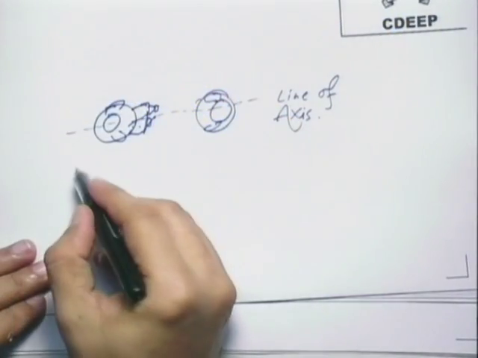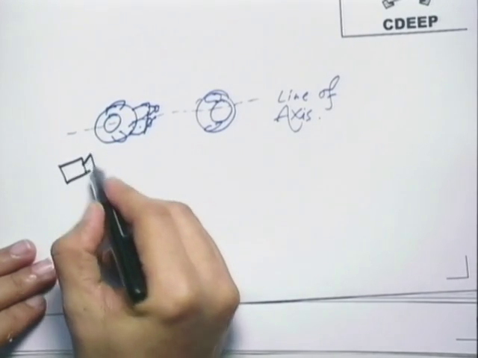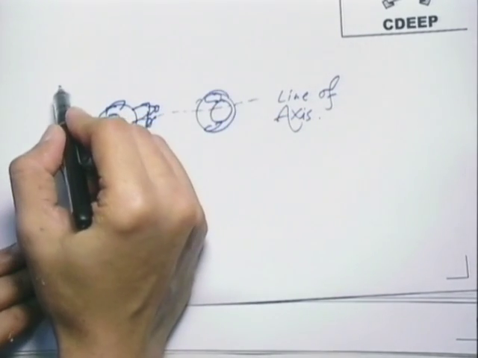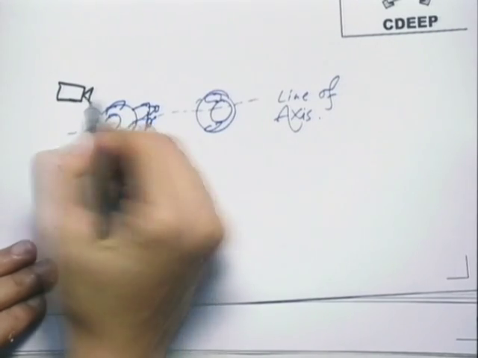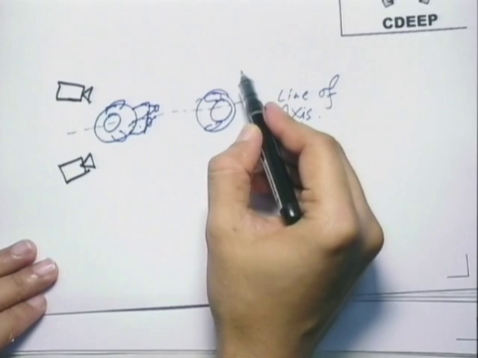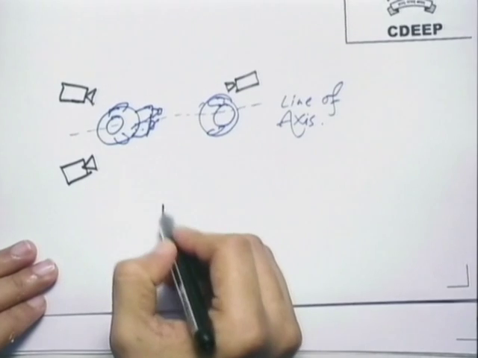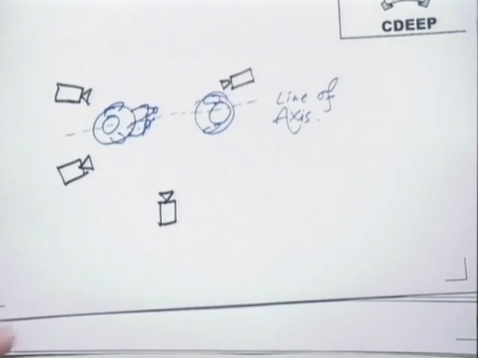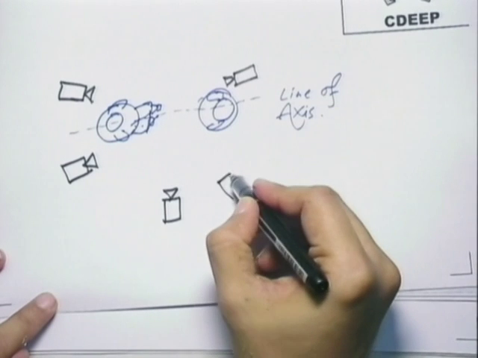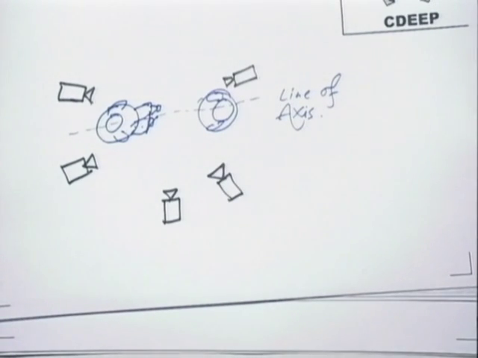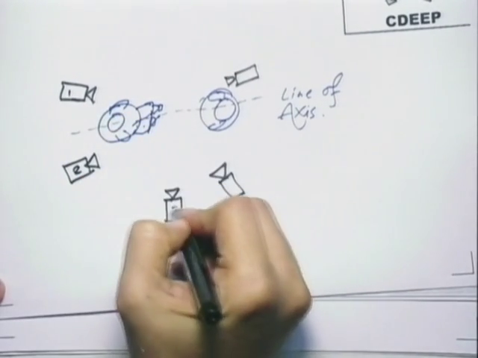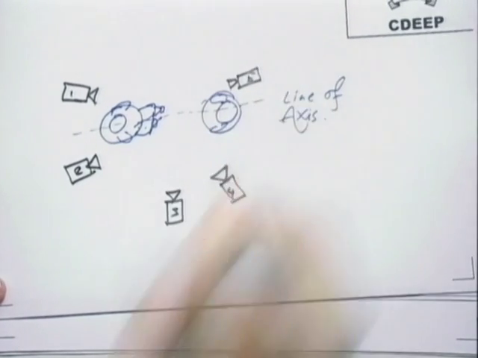This axis line is very important. Suppose for example we have a camera here, a camera here, a camera here, and a camera here, and maybe another camera here. So we have five cameras now: 1, 2, 3, 4, 5.